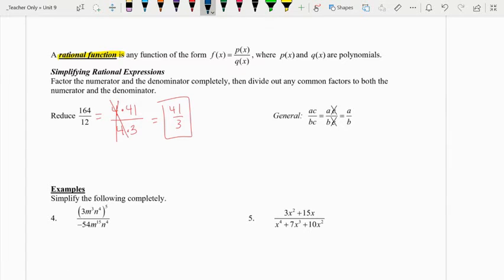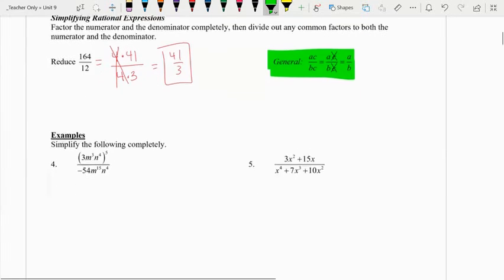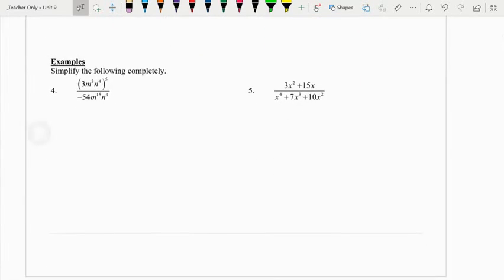That's exactly what we're doing for the rest of the day today, except it gets a little bit more complicated than just numbers. So for example, here's our general idea of it. You have AC over BC. That means that you can cancel C divided by C, right? So let's use that with what we have down here.